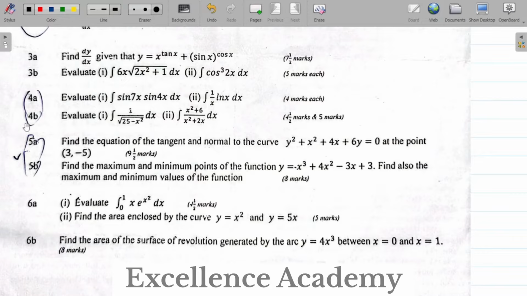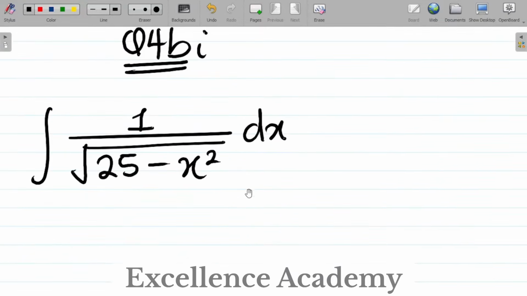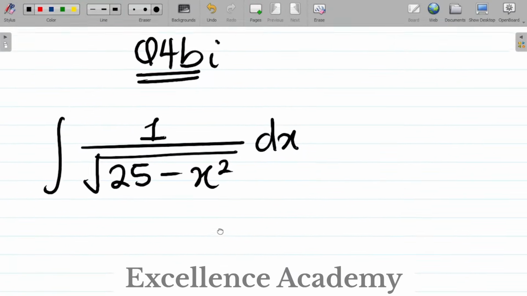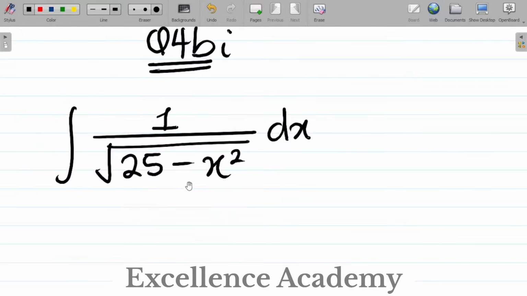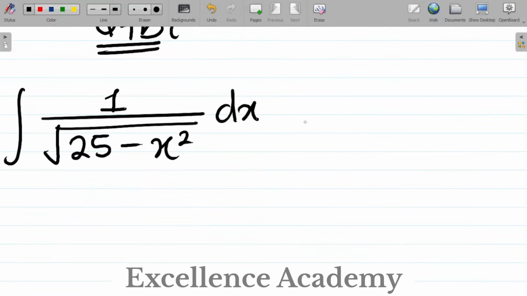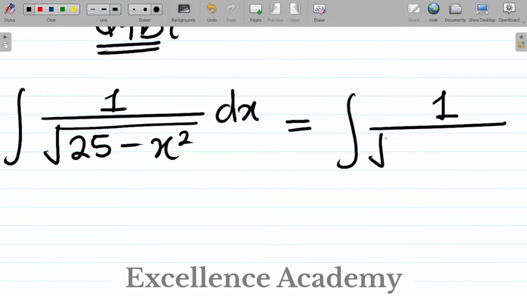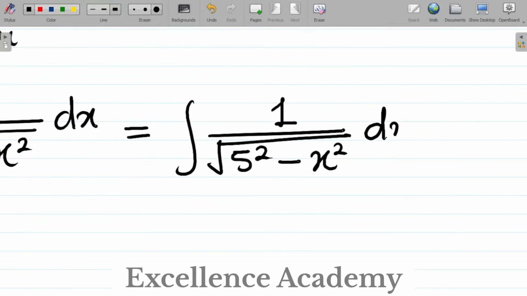So let's look at the next question here. Question 4bi says evaluate the integral of 1 all over root 25 minus x squared dx. Okay, so how do you solve this question? The first thing you want to notice is that this is a difference of two squares. We know that 25 is the same thing as 5 squared. So this is still equal to the integral of 1 all over the square root of 5 squared minus x squared, then you add your dx.